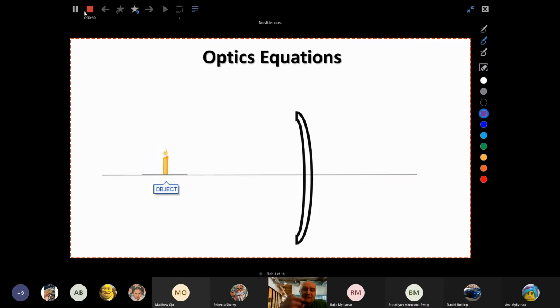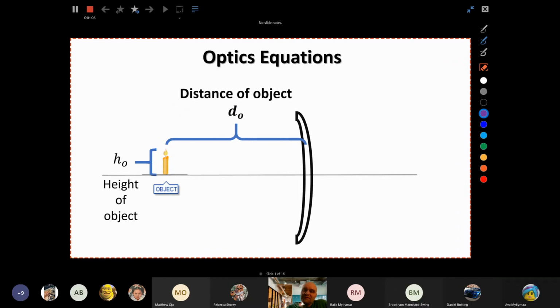The first thing you can measure is how tall this object is. You could measure that with a ruler. And the second thing you could measure is how far away from the mirror it is. Now we actually have names for these things. If we're talking about the height of the object, we call it the HO, the H with a subscript O, the height of the object. And when we're talking about how far away our object is from the mirror, that distance, we call it the DO, the distance of the object. We've got the HO and the DO here.